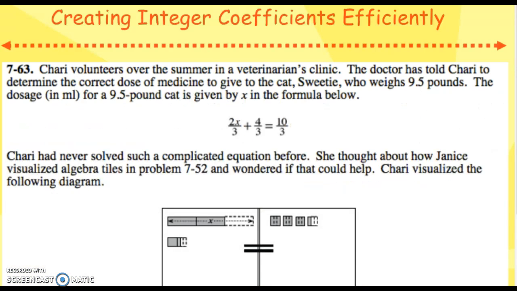The first problem we'll do together is 7-63. Sherry volunteers over the summer in a veterinarian's clinic. The doctor has told Sherry to determine the correct dose of medicine to give to the cat, Sweetie, who weighs 9.5 pounds. The dosage in milliliters for a 9.5 pound cat is given by x in the formula below: 2x over 3 plus 4/3 equals 10/3. Sherry has never solved such a complicated equation before. She thought about how Janice visualized algebra tiles in problem 7-52 and wondered if that could help. Sherry visualized the following diagram.